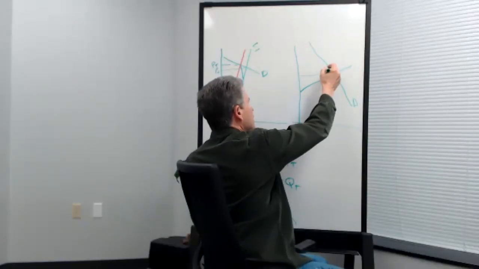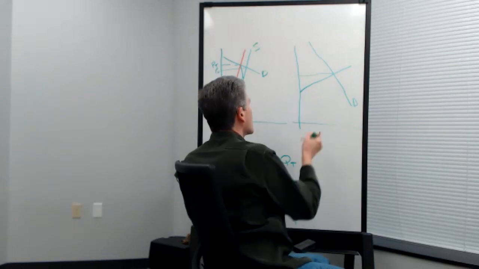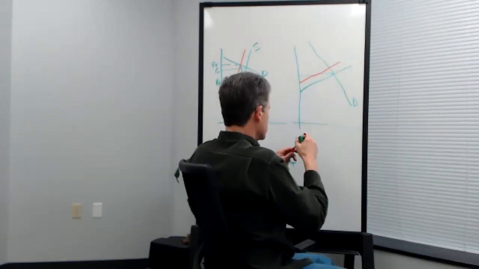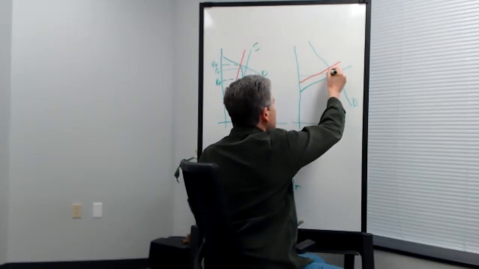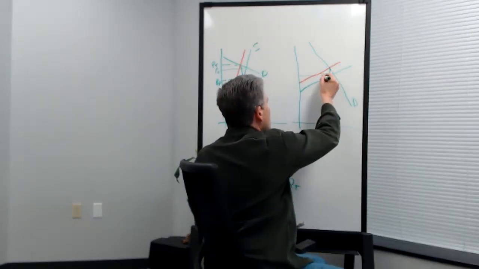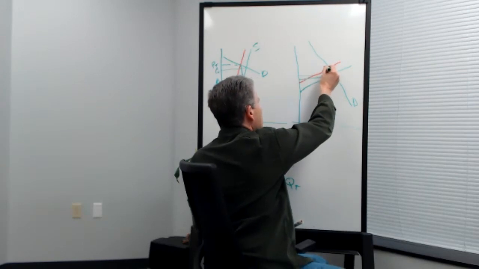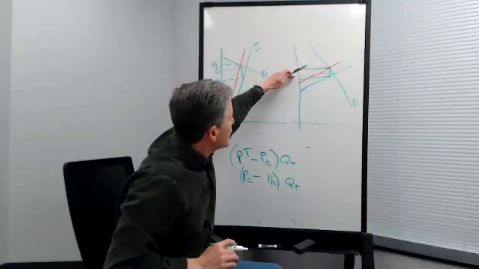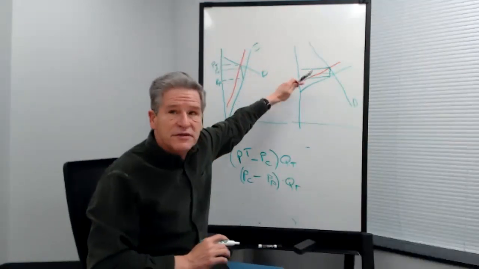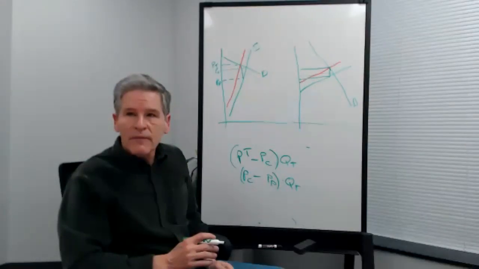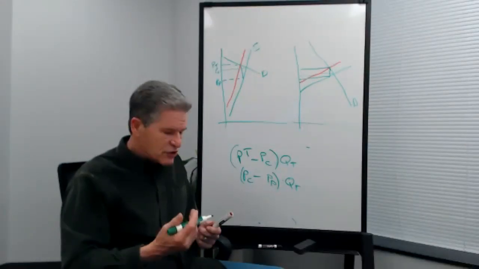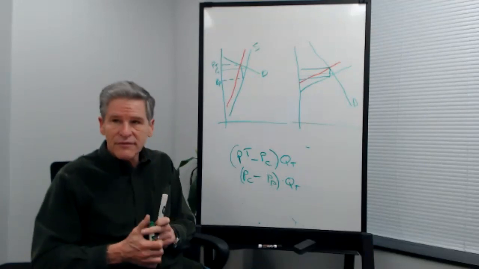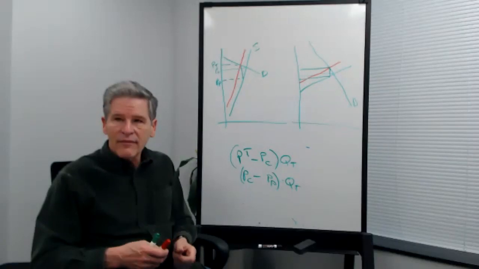Now, when I levy the tax, you'll see that this gap is smaller, and because the demand curve is steep, this piece is going to be bigger than this piece. So it's the relative elasticity of the demand and supply curves. Okay, thank you.